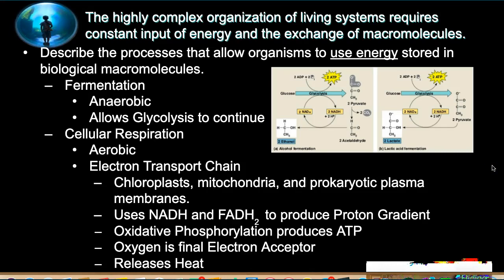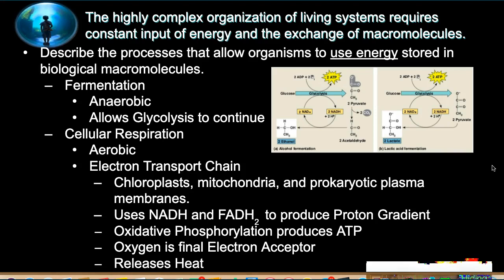Okay, now let's use the energy stored in biological macromolecules. So using energy in the molecules, again, you're thinking of cellular respiration, glycolysis, also fermentation. Glycolysis precedes either fermentation or cell respiration. Fermentation might make lactic acid or it might make alcohol, depending on the type of organism that's undergoing it. Yeast are going to make alcohol, but animals are going to make lactic acid.